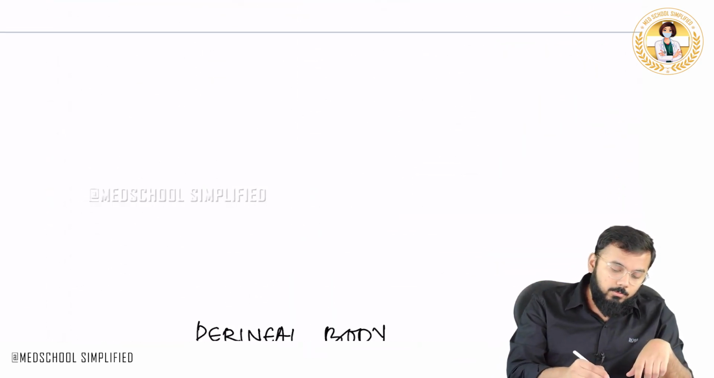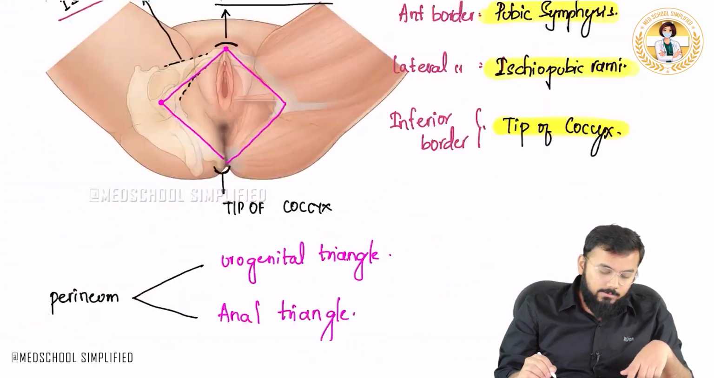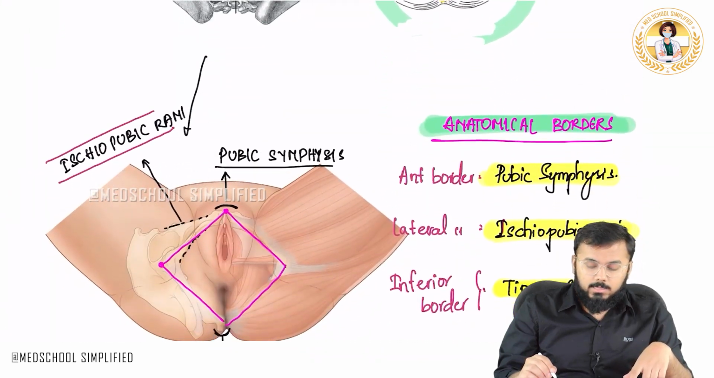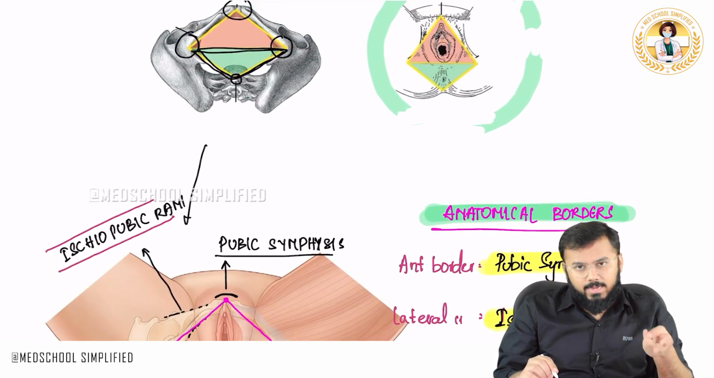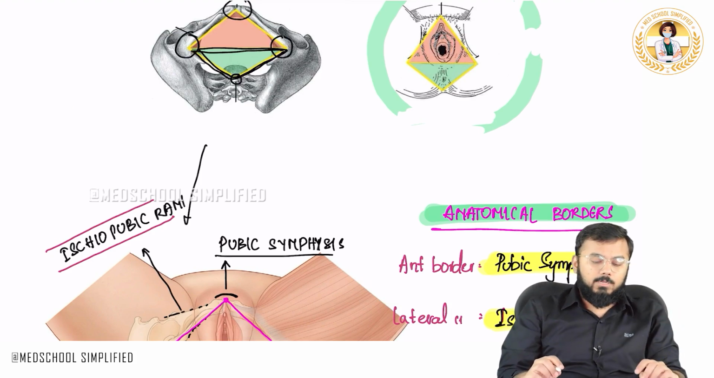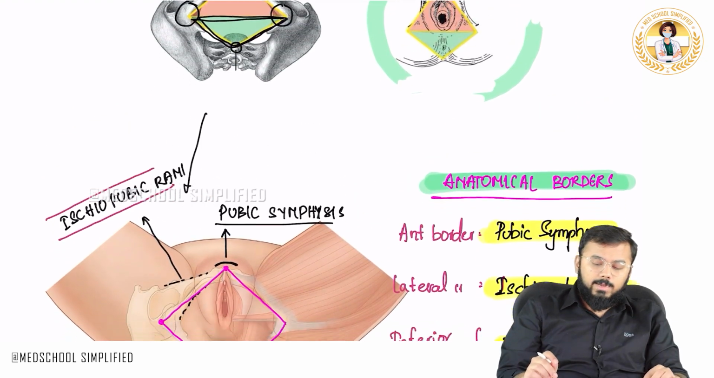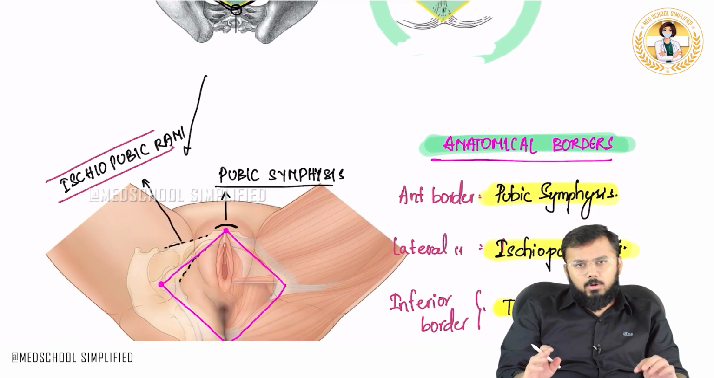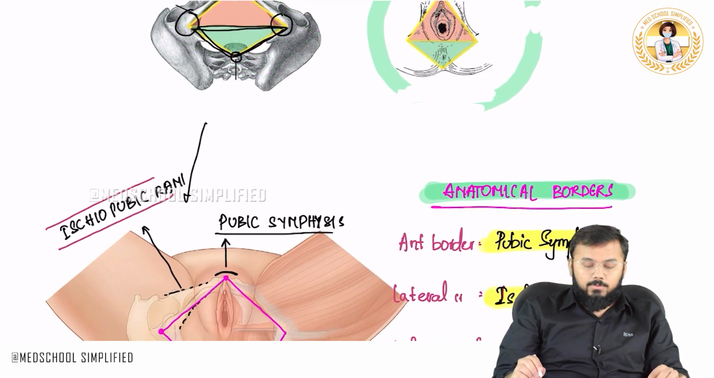So what are the things we just discussed over here, guys? We discussed a few important things. For example, in the perineum we have two important triangles basically. The upper one is called the urogenital triangle and the lower one is called your anal triangle, right? Now when it comes to the urogenital triangle, we discussed the anatomical borders and all. But overall for this entire triangle, what are the borders we discussed?